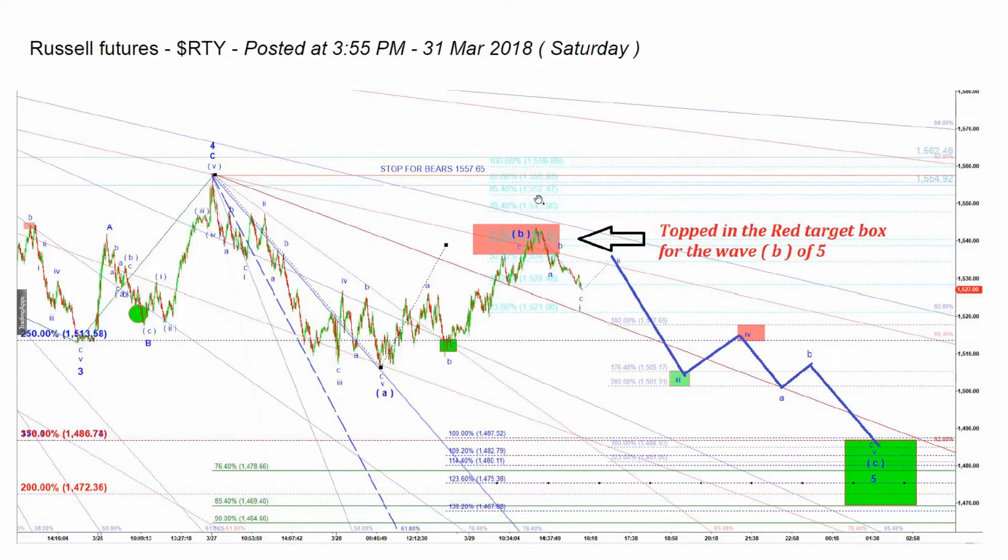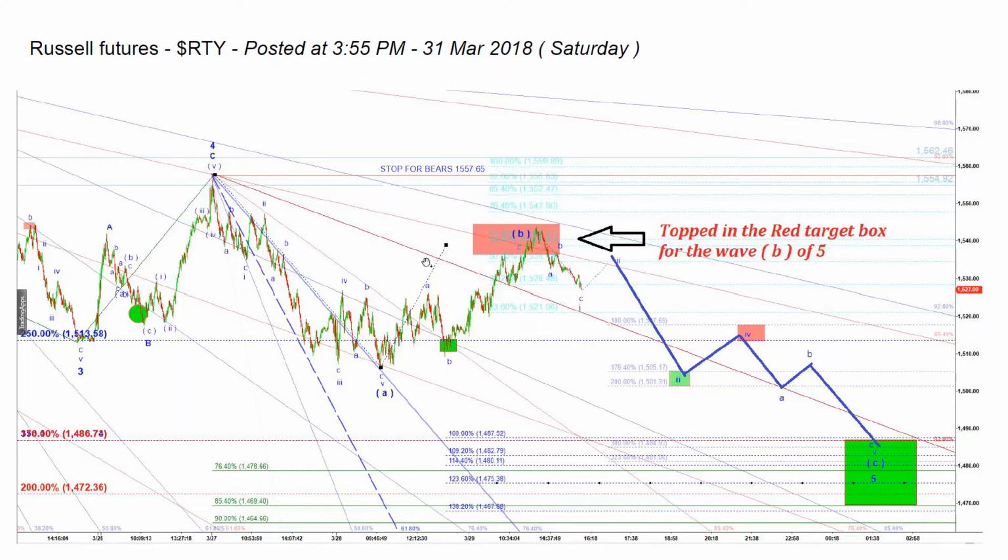If it breaches that level, that would invalidate the count, and that would most likely mean that we are not going to get a lower low as we currently expect here. Unfortunately, again, because we are dealing with wave B, we still cannot say that we have already completed that B. I would not be surprised if we get another high on Monday, but I will keep staying bearish as long as we are under that line, 1557.65.